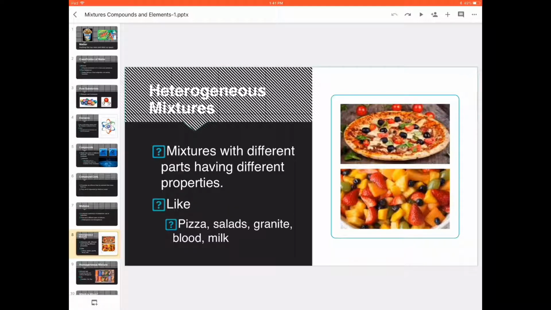Heterogeneous mixtures are mixtures with different parts that have different properties. These, you can see each individual part of this mixture, like the pizza on the top there. You can tell that it has cheese and sauce and crust and olives and tomatoes. And the salad down there, you can tell that there's cantaloupe and strawberries and blueberries and grapes and all kinds of things in there. Granite and blood are other examples of heterogeneous mixtures as well.